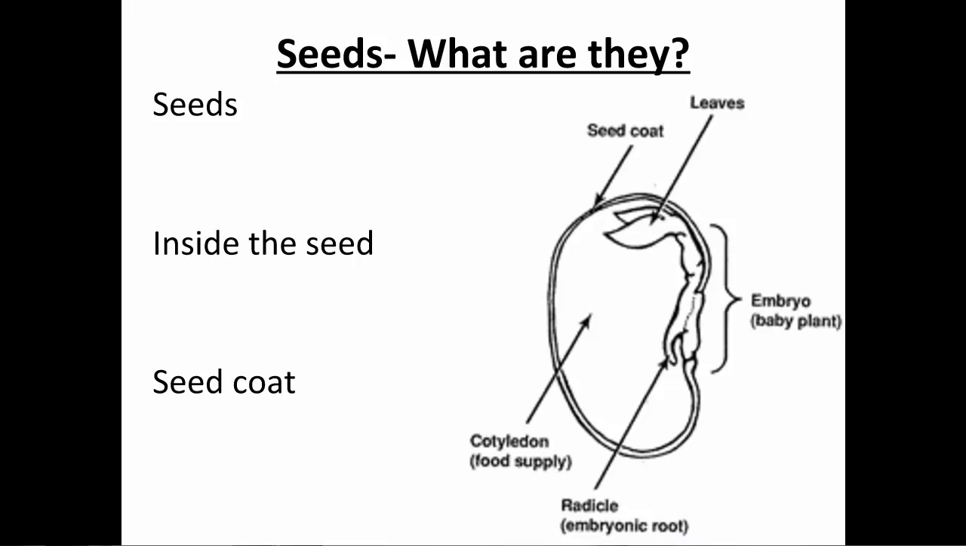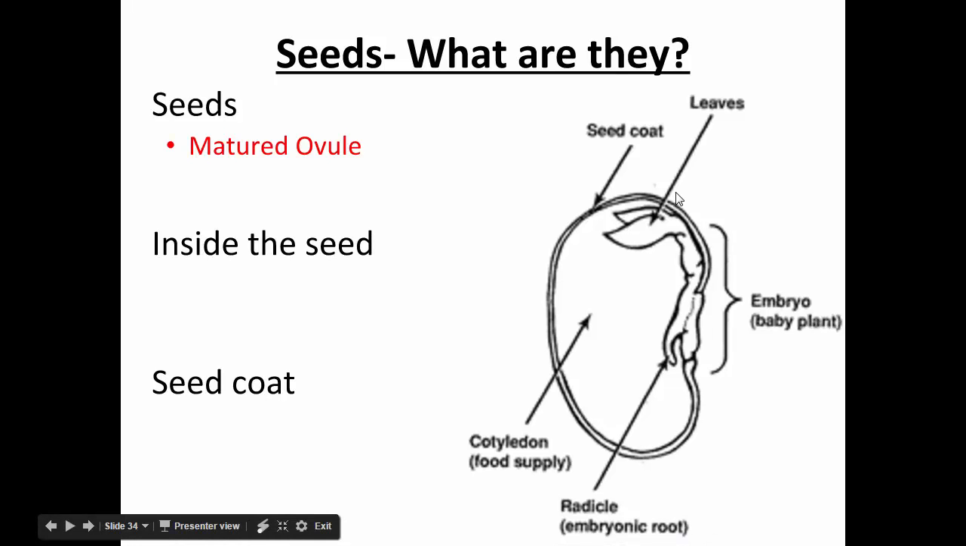If a pollen grain lands on the stigma, grows a tube to reach into the ovary, sends a little cell to fertilize the ovule, then the ovule can grow and develop into a seed. Okay? And so the seed itself contains, like I said, several parts. It's a mature ovule that's formed inside of a fruit.